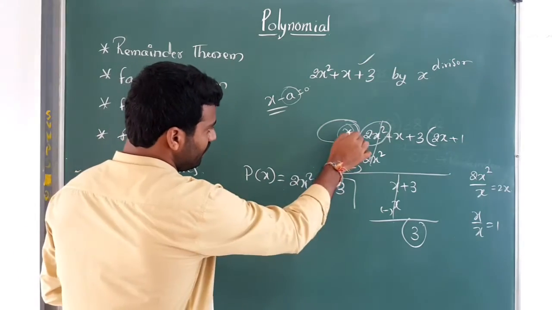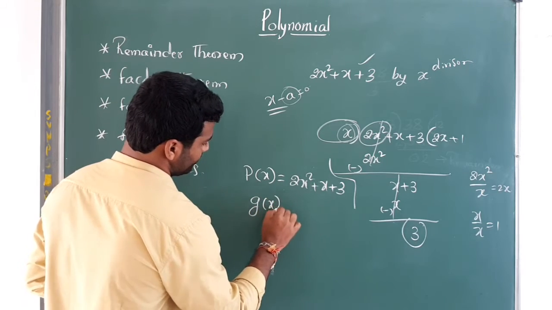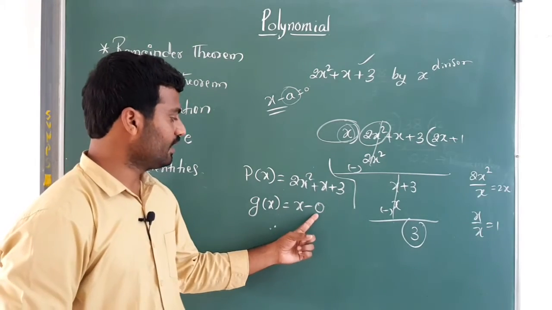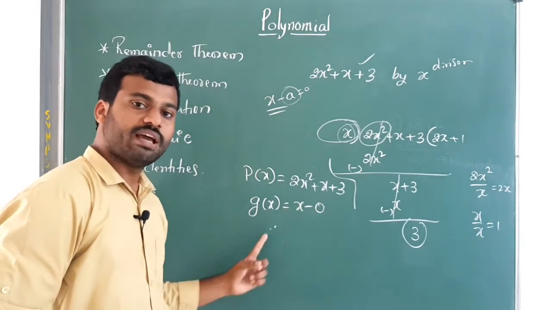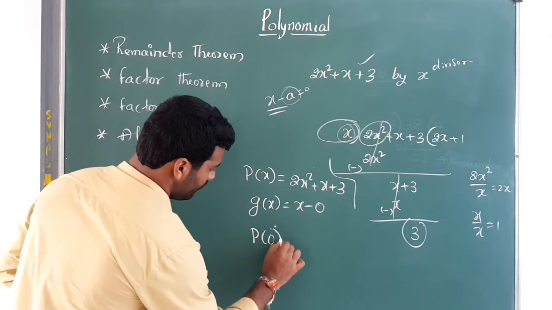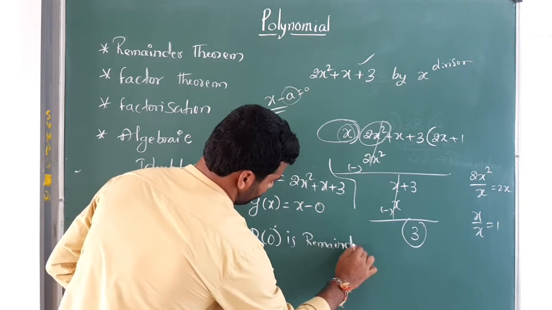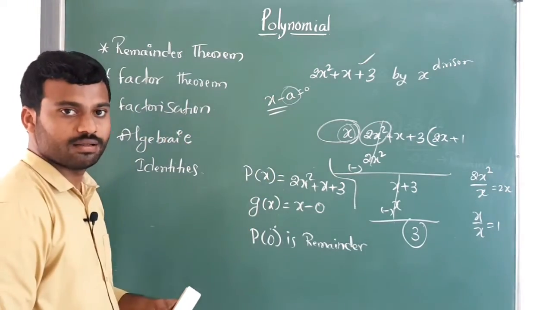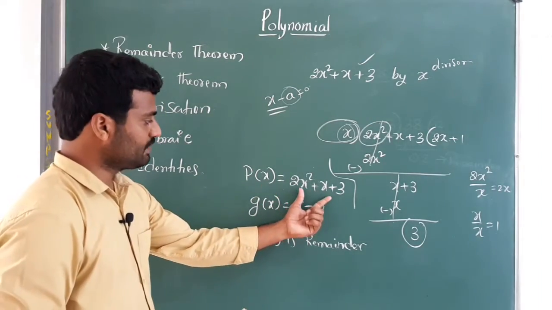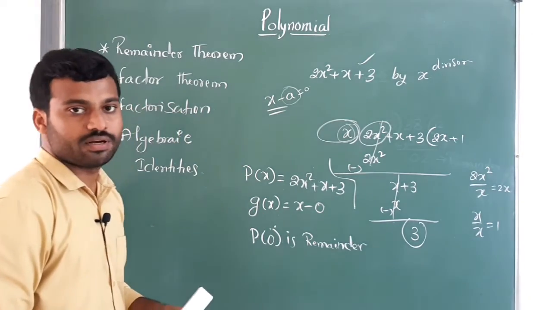So we are dividing with x minus 0. Just write down g of x is equal to x minus 0. Here the a value is 0. P of 0 will be the remainder. So at x equals 0, the value of this polynomial will be the remainder. Already we found the remainder as 3.